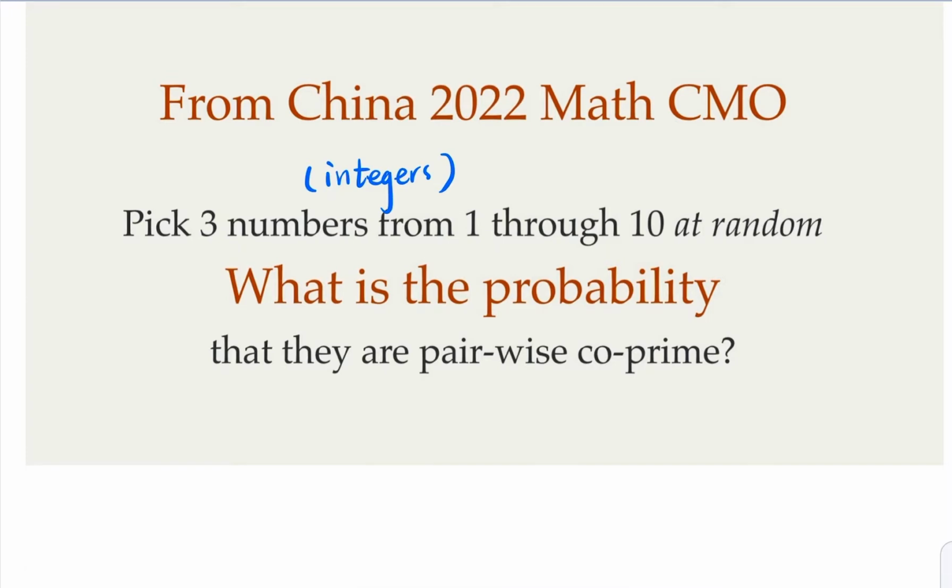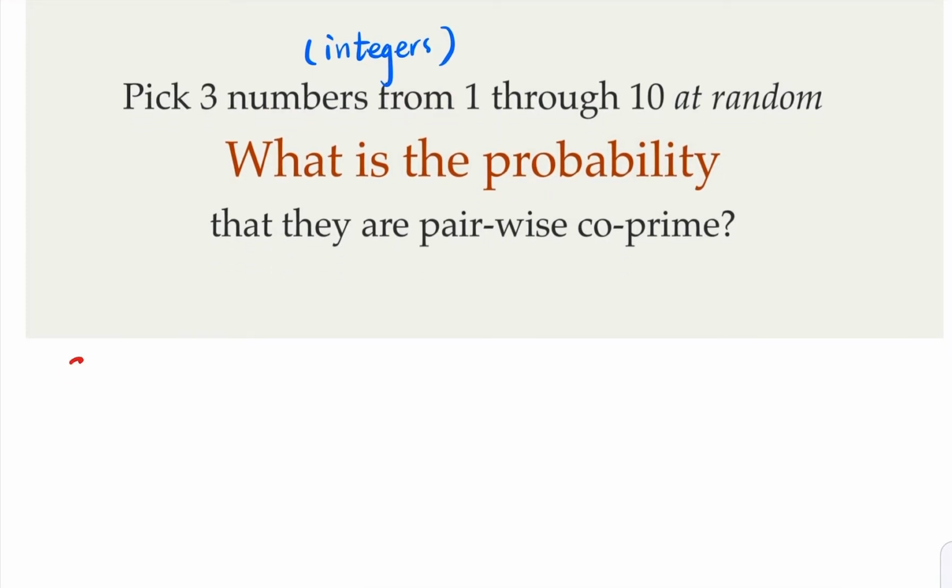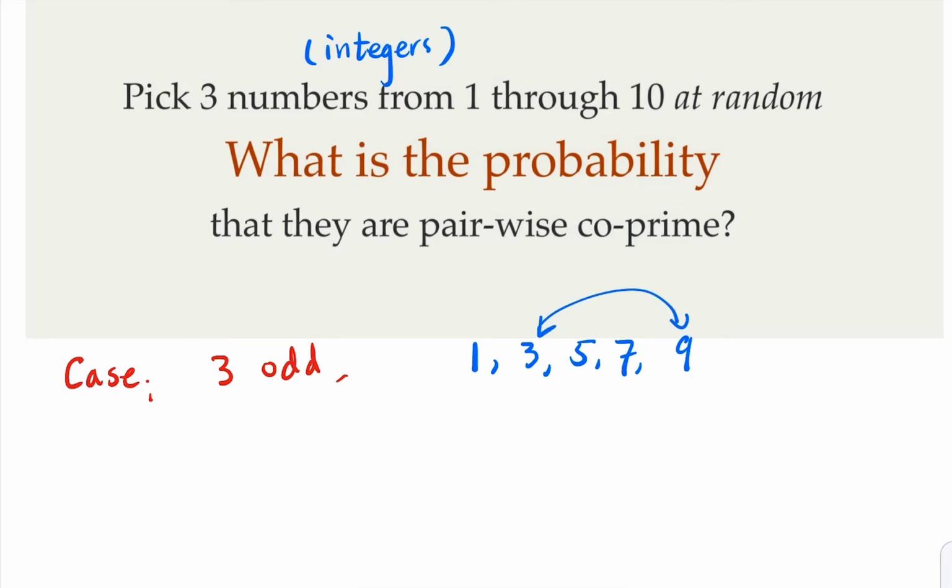So the basic analysis is that for the even numbers, you can pick at most one. So we're going to study by cases. Case one is that you do not have any even numbers, so three odd numbers are chosen. For the odd numbers, we pick from 1, 3, 5, 7, 9. Notice that 3 and 9 have a common factor of 3, so you cannot pick 3 and 9 at the same time.